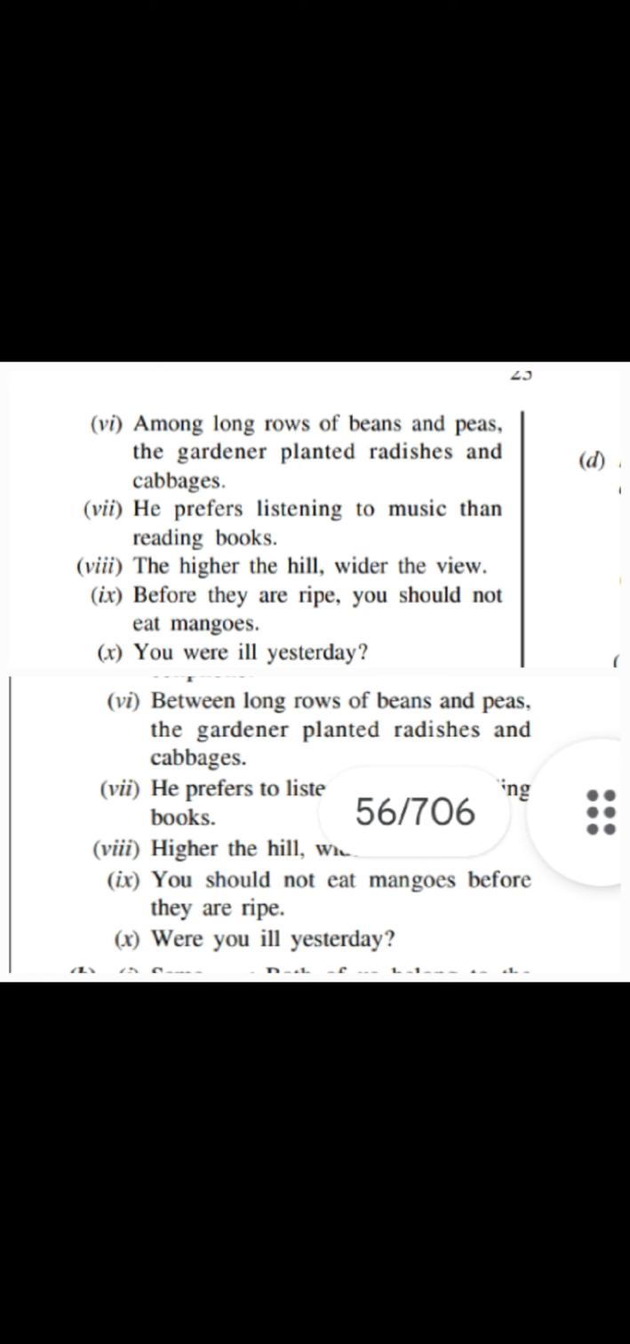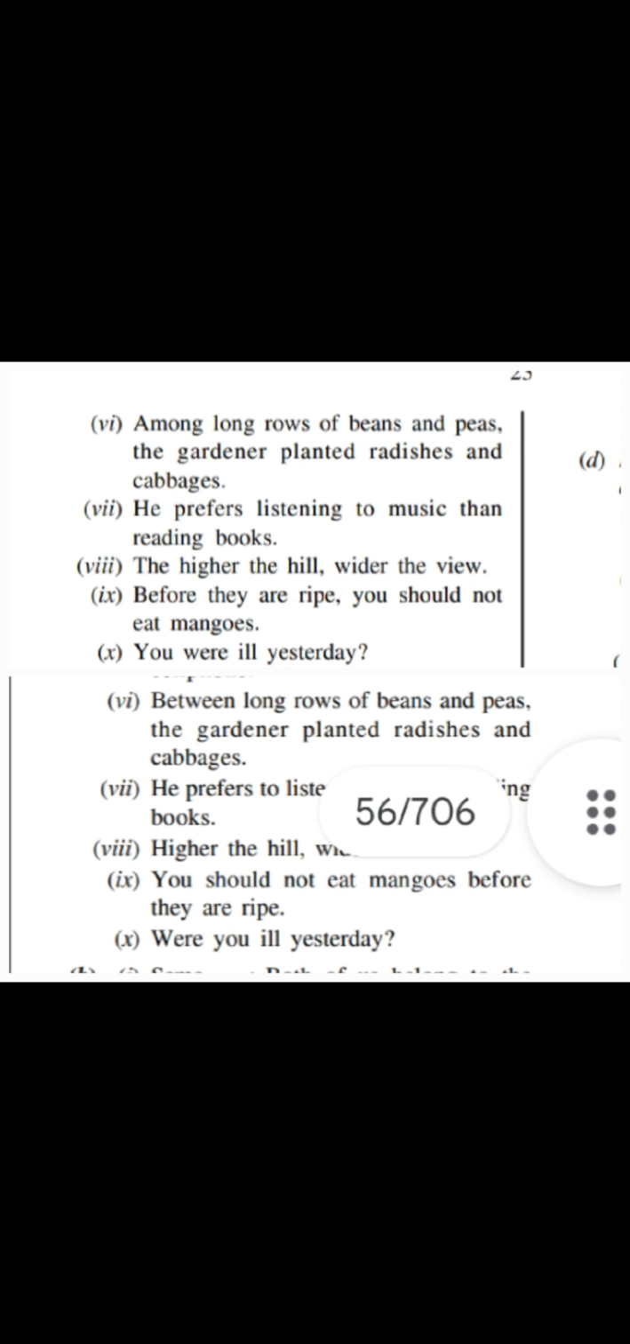Then the eighth one, the higher the hill, wider the view. So again, if you notice, the higher the hill, comma, wider the view, this is incorrect. Rather, you have to say it like higher the hill, wider the view. That's it. So it's simpler, you don't have to have two the's. The higher the hill, wider the view. No, that is incorrect. Higher the hill, wider the view. It is just as simple as that.